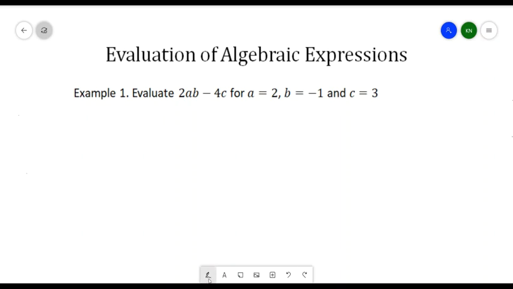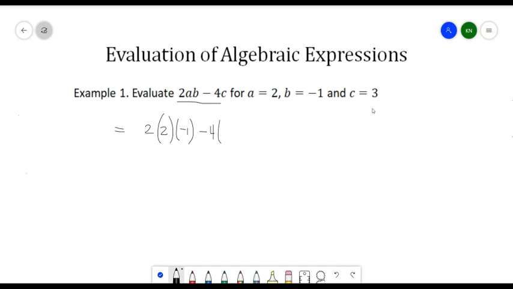So for example, we have here the first example: evaluate 2ab minus 4c, for a is equal to 2, b is equal to -1, and c is equal to 3. So basically, in evaluating our algebraic expression, we just have to substitute the values of our variables into the expression. So we have 2 times the value of a, which is 2, multiplied by the value of b, which is -1, minus 4 times the value of c, which is 3. So we have already substituted the values of our variables.